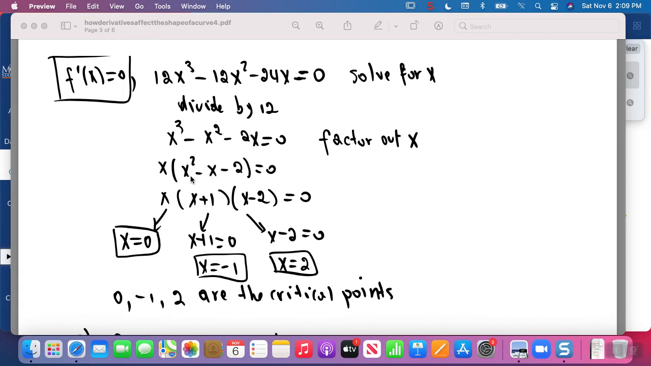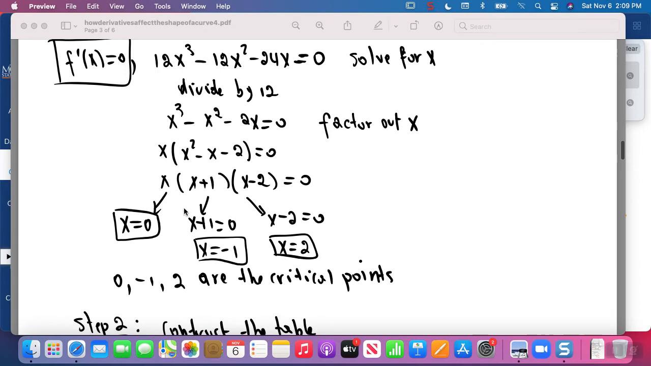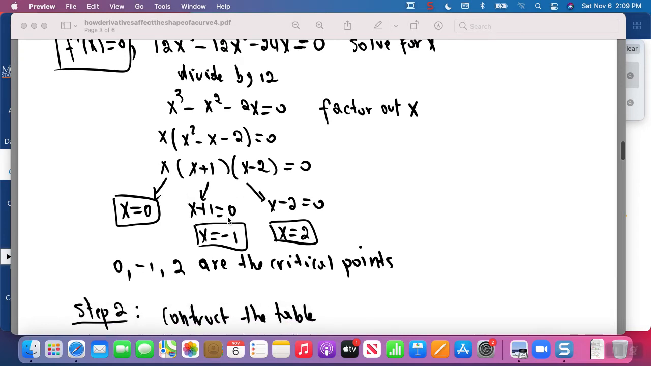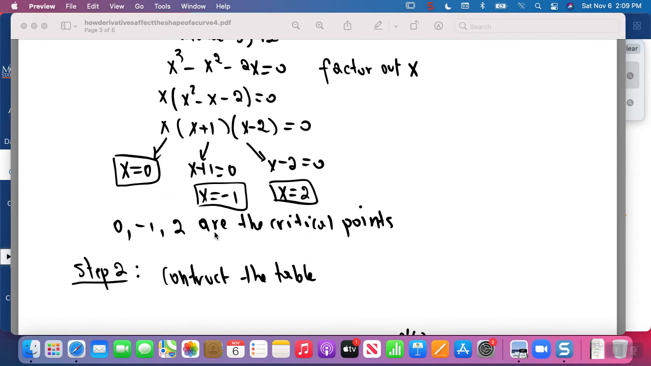And the x squared minus x minus 2 can be factored as quantity x plus 1 times quantity x minus 2. Since all of them equal 0, we also have to set x plus 1 equals 0 to get x equals negative 1, and x minus 2 equals 0 to get x equals 2. So we have our three critical points.